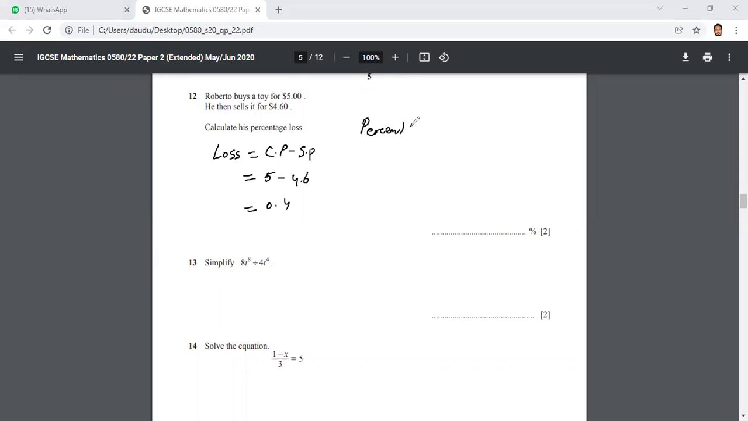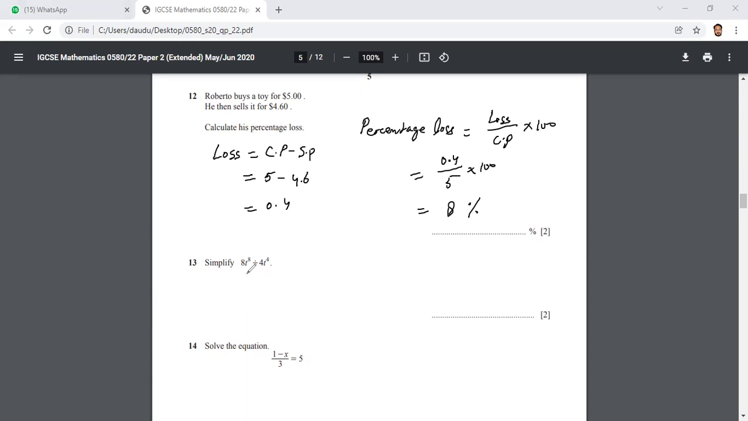Percentage loss is equal to loss over cost price multiplied by 100. I'm writing the formula. So loss is 0.4, over cost price 5, multiplied by 100. That gives me the answer, if we check, 8%. Yes, 8%.